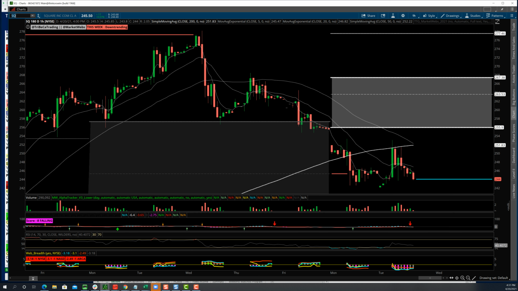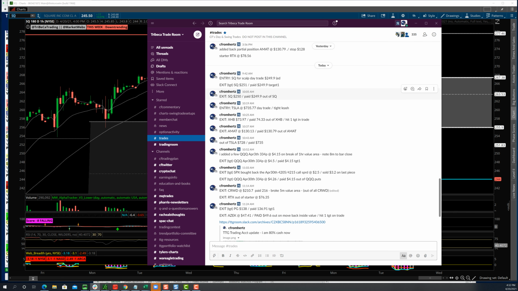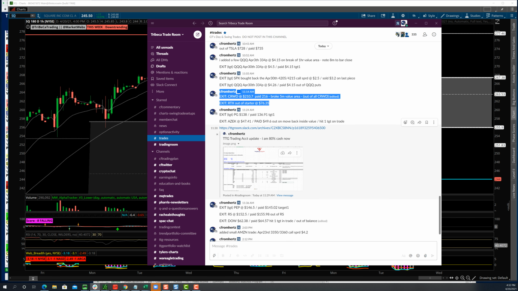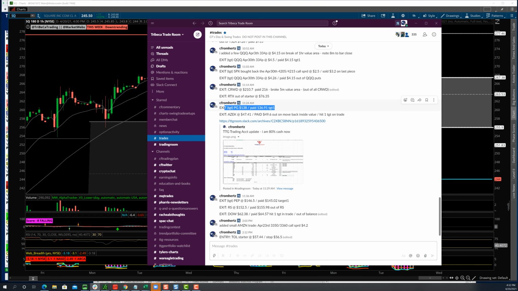And I'm glad that I took my stop here in Square because it ended up stalling right here, which is kind of what I thought it would do. Right? I took one other shot on something as a day trade, and then I took some profits. I added a little bit of puts, which I made just a tiny bit of money on. I got out of CrowdStrike. I got out of RTX. A couple of things I actually hit targets in.